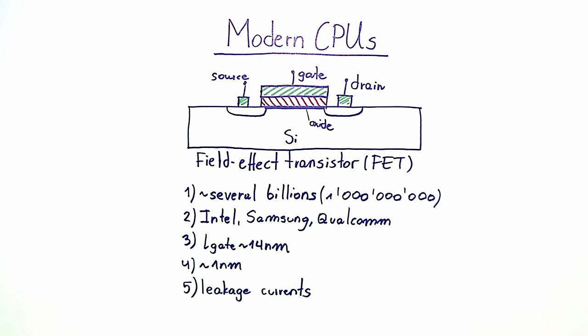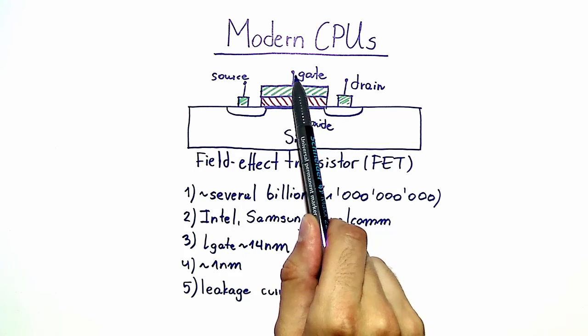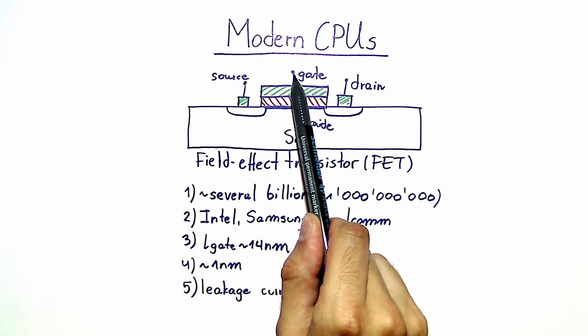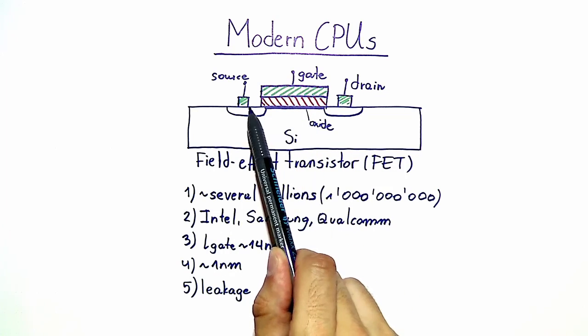Since this oxide layer is so thin, leakage currents are a problem. Indeed, most of the dissipated power in a modern CPU comes from leakage currents in its transistors. The leakage could, for example, occur when a voltage is applied to the gate and current flows unavoidably through this very, very thin oxide layer to a source or a drain.